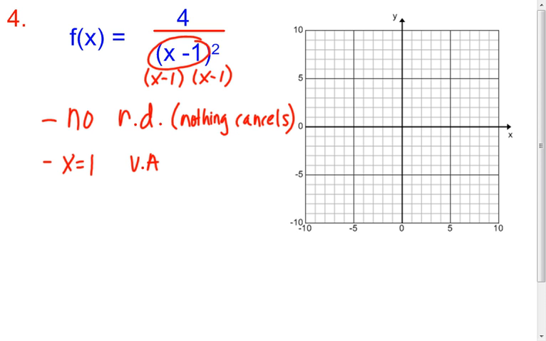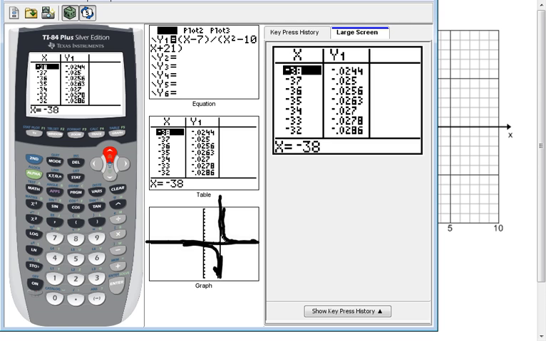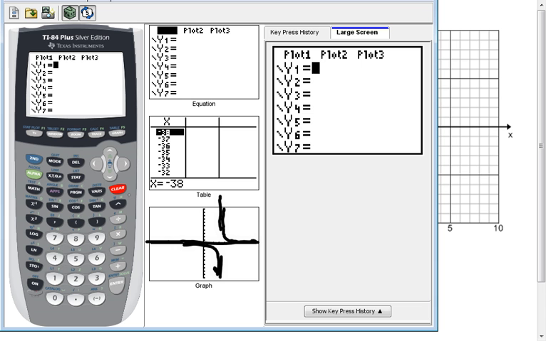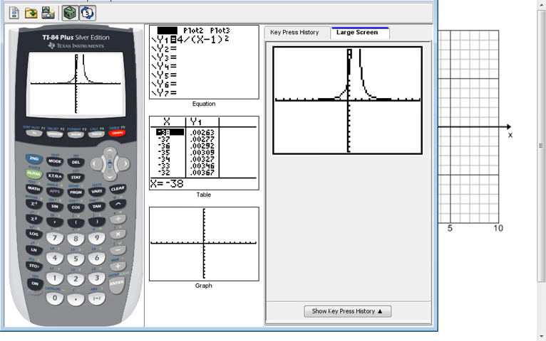So I'll have a vertical asymptote at 1, and then of course I'm going to check my graph out to see if I have any horizontal asymptotes. Okay, so I'm going to go to my calculator. I will go up to y equals. I will clear this baby out, and I will put in 4 divided by the quantity x minus 1, quantity squared. I'm going to delete this too. All right, and hit graph. And here's what this one looks like.